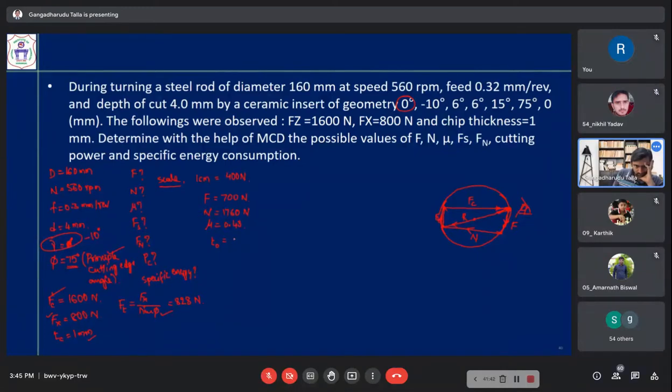What is TO? Like the last F column, we can take 0.32, sir. That is the thing you have to observe. It is not directly equal to feed here because we have this principal cutting edge angle of 75 degrees. In the previous case it was not mentioned and we assumed it was 90. If it is not given, you take it as 90. But here it is given as 75 degrees.